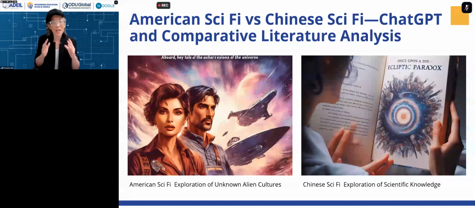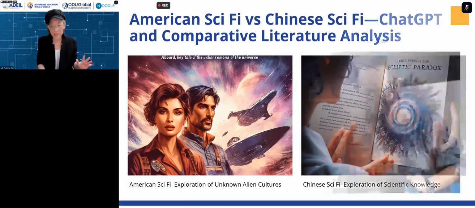So you can use ChatGPT for comparative literature analysis, in which you compare an American science fiction story, what are the values of that, and then the values of Chinese science fiction. So in Chinese science fiction, it's all about learning scientific facts. And in American science fiction, it's all about traveling and meeting aliens. And so that's a great way to start out a unit on American versus Chinese science fiction.